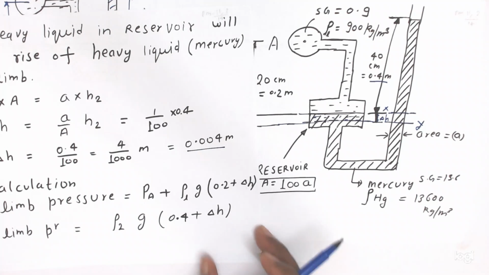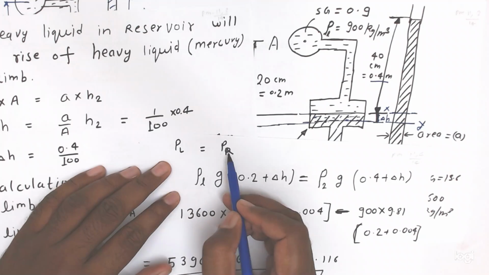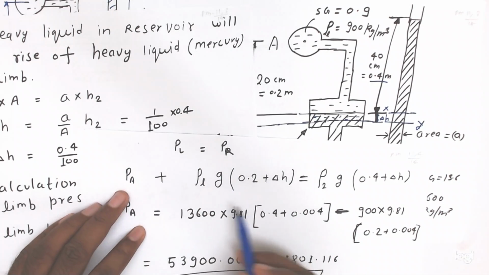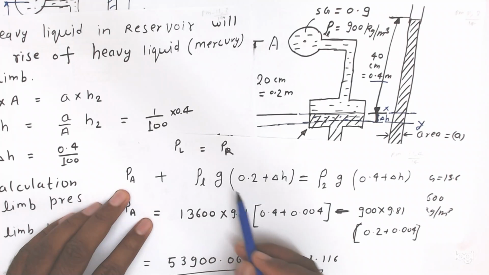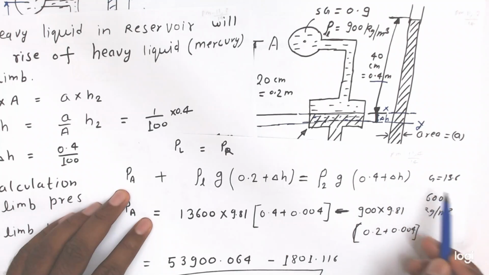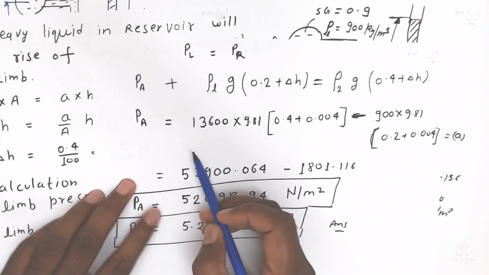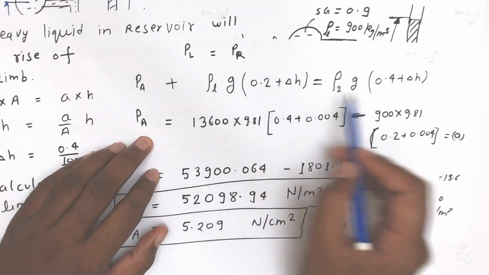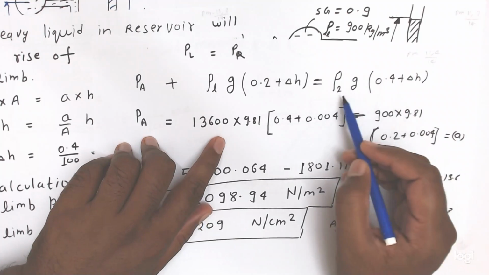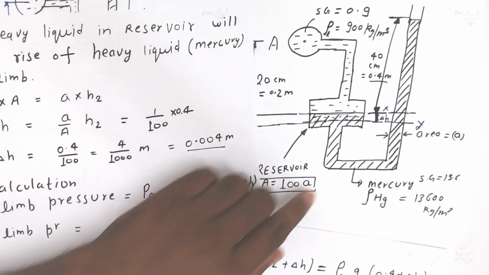Okay friends, now we know that the left limb pressure is equal to the right limb pressure. So we will equate PA plus rho L G times 0.2 plus delta H equal to rho 2 G times 0.4 plus delta H. And from here, what will we do? We will send this term to the other side to get PA. This rho 2 is the mercury density, 13.6. This rho 2 is what? Mercury.